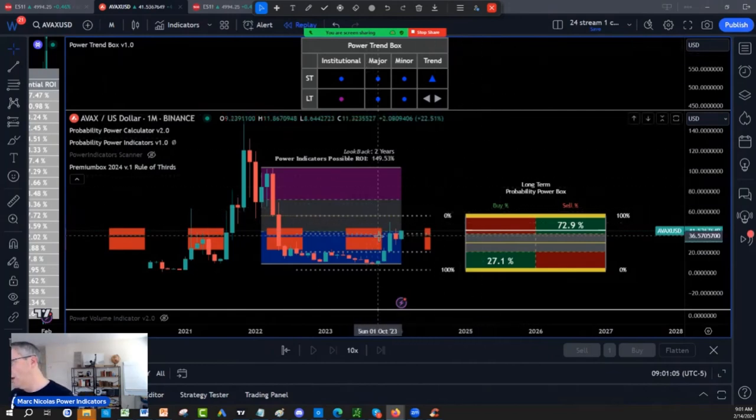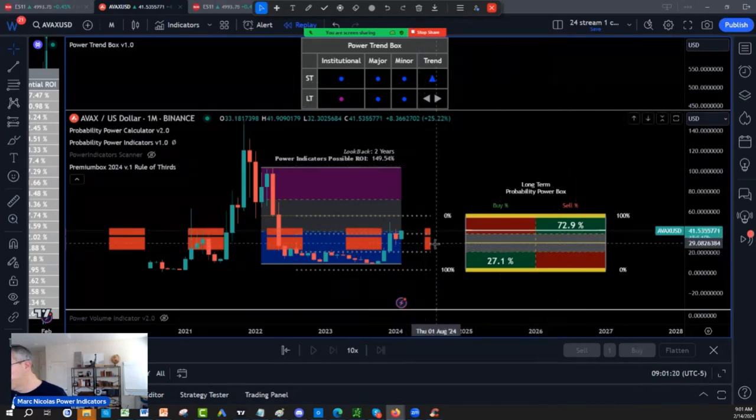So I look at the institutional zone as a retracement area, which is roughly 35. That's probably the best you are going to get on AVAX. You are not going to get better now than this. A lot of people say, oh, AVAX coming back at 28. You are not going to get better now.